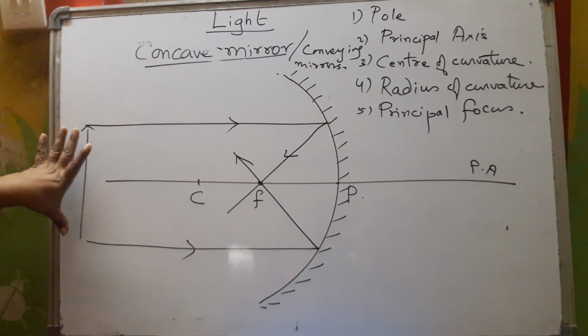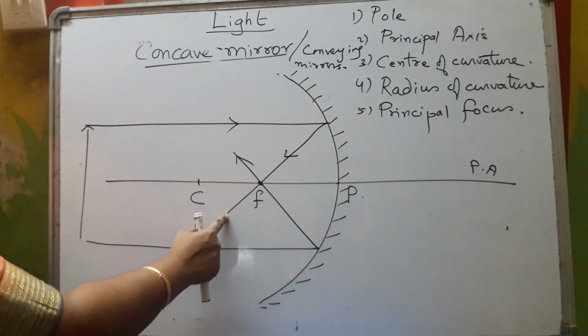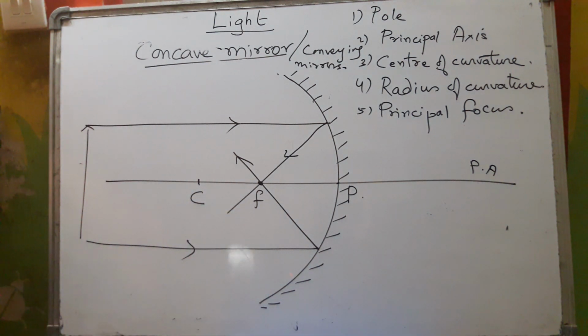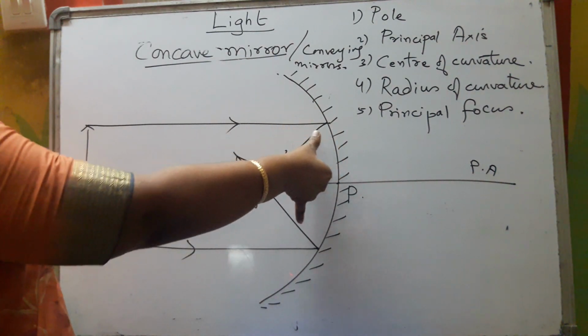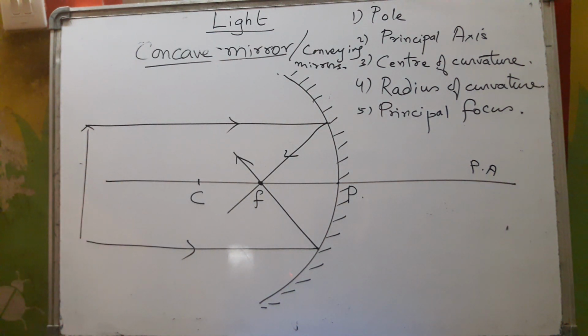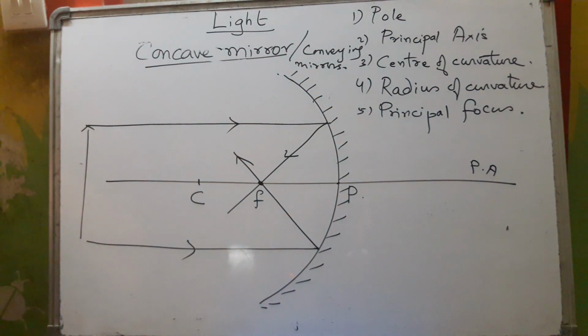I repeat, rays of light moving parallel to the principal axis, after hitting the mirror, get reflected and meet at a point on the principal axis, and that point is termed as focus. Children, why do we call concave mirrors converging mirrors? Look at the reflected rays. Both the reflected rays converge at a point. So concave mirrors are also called converging mirrors. Understood? You need to learn all these definitions from the textbook.